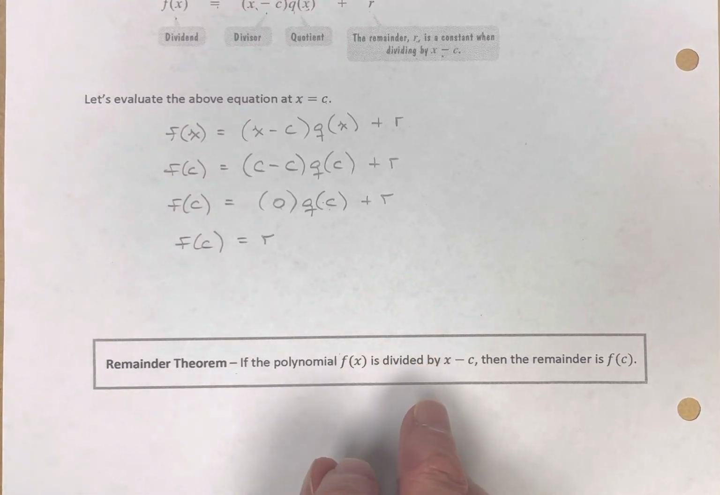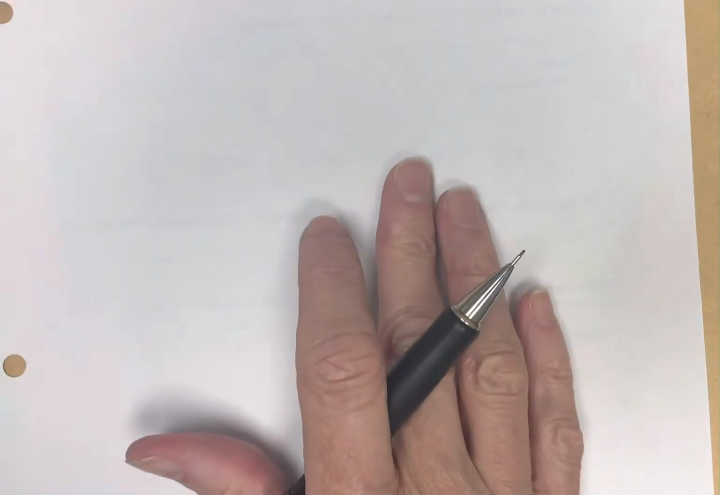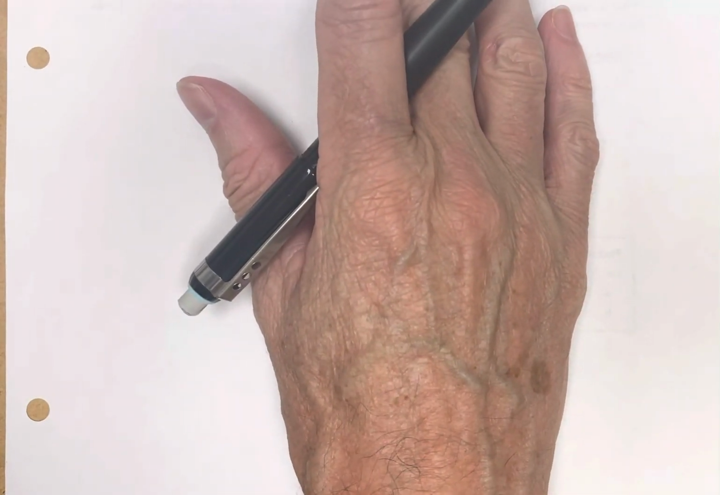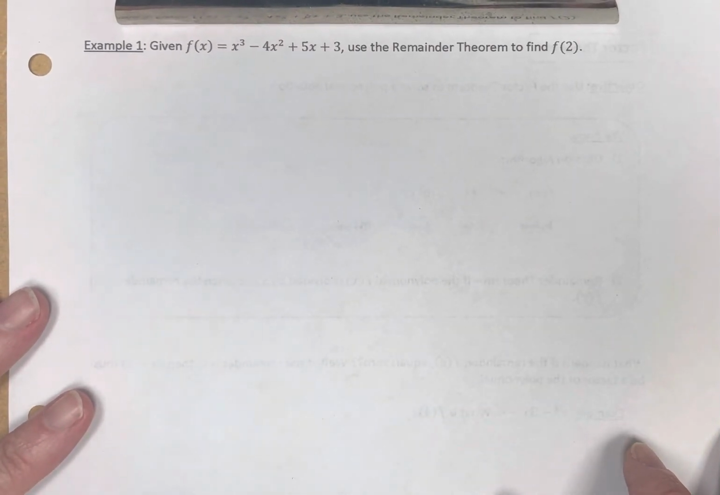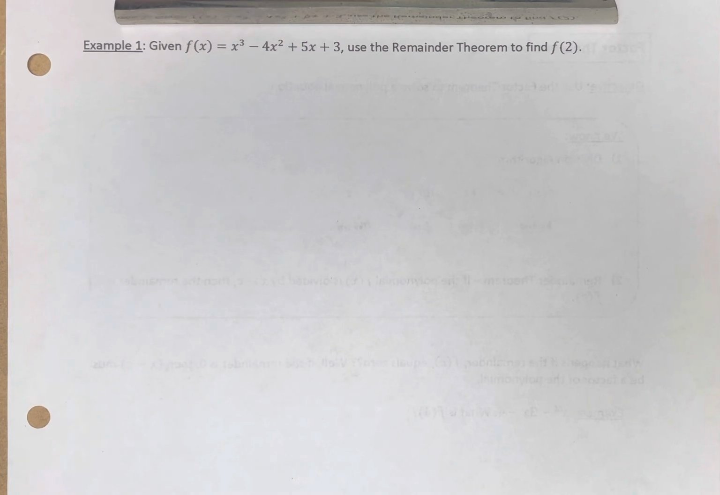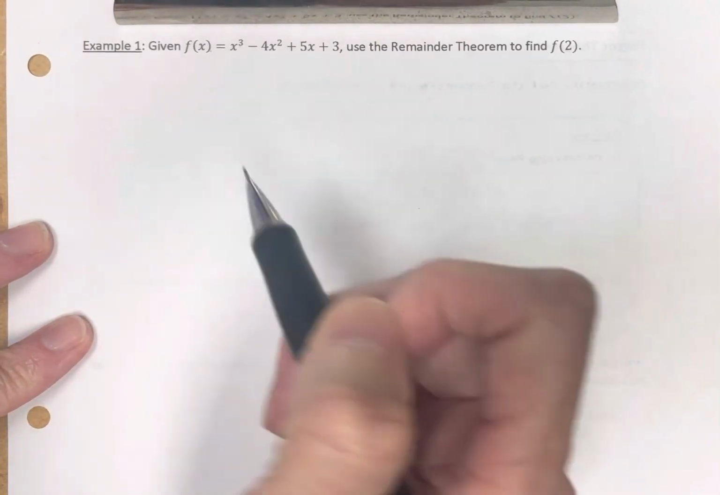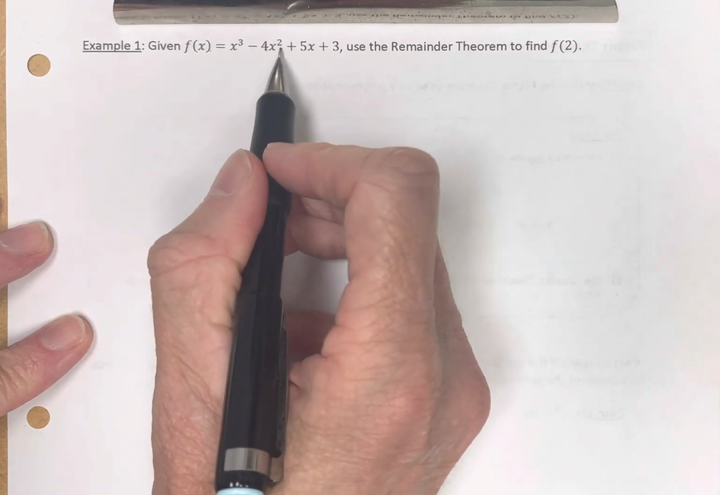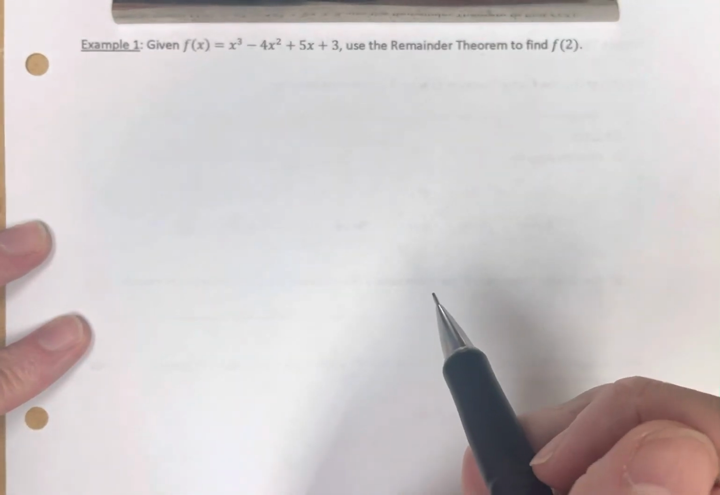Let's take a look at, as usual, an example, and then we'll double check ourselves. We will check ourselves with synthetic division. Okay, so here we are. Given f of x is equal to a third degree polynomial, x cubed minus 4x squared plus 5x plus 3, let's use the remainder theorem to find what f of 2 is.